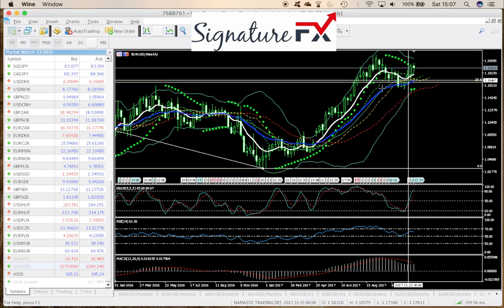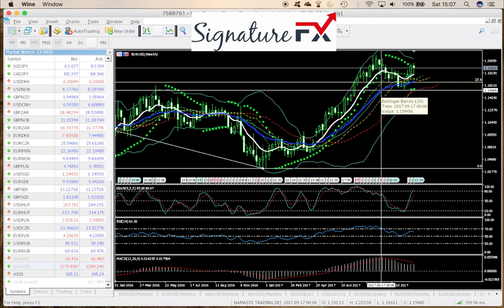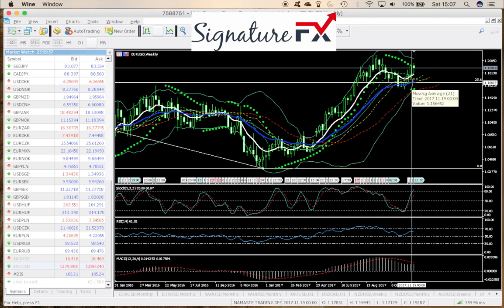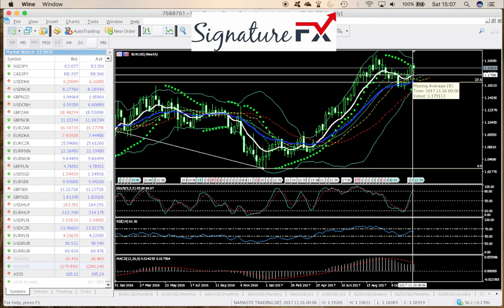Okay, we also have some moving averages in here. If we can go a little closer, moving average. This is a 21-day moving average here. This gives us the average price for the last 21 days. Okay, and that's at around 116, and that's the blue line. And lastly, we have an 8-day moving average.